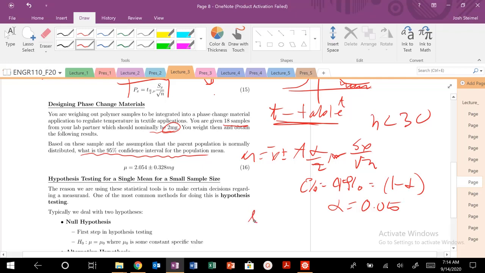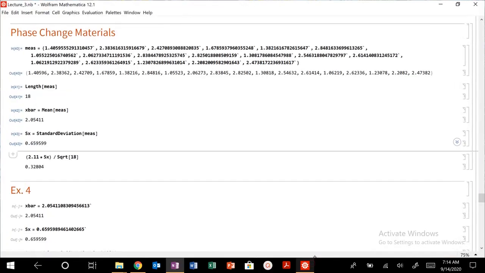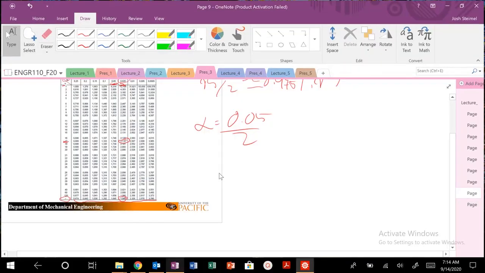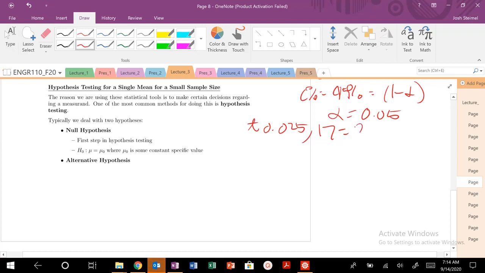So my t alpha over 2 is going to be 0.025. And my nu, my degrees of freedom, is n minus 1. So I have 18 samples, so 17. So my t 0.025, 17, if I look at it in my table, I'm looking at 0.025 and 17, it should be 2.11. So t alpha over 2 is going to be 2.11, and we can see that in my Mathematica notebook right here.